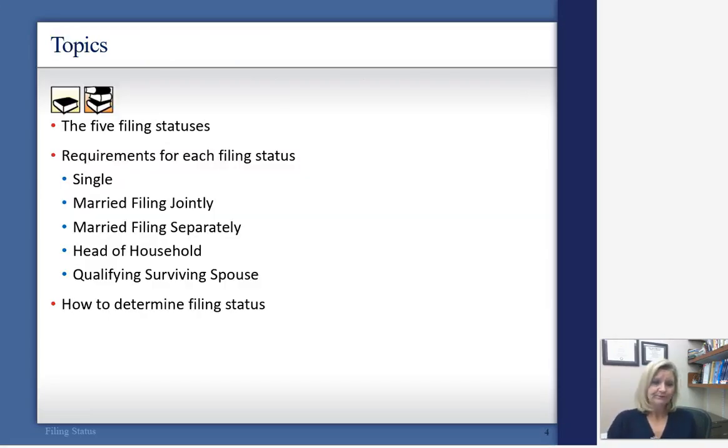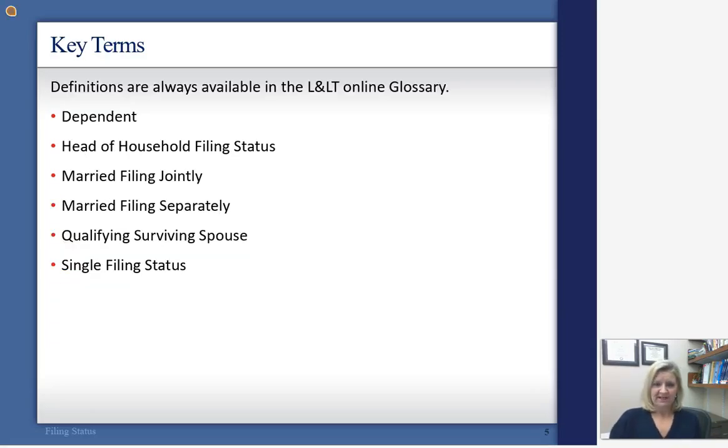So we will go through each of the 5 filing statuses. We're not going to talk about the non-resident alien in this lesson. We'll talk about just these 5 and how to determine the filing status. As a reminder, you can always look at the Lincoln Learn glossary if you want definitions for any of these filing statuses. If you look in your 4012, there is a lot more information probably than is available in the glossary, but as always, you can use the glossary.